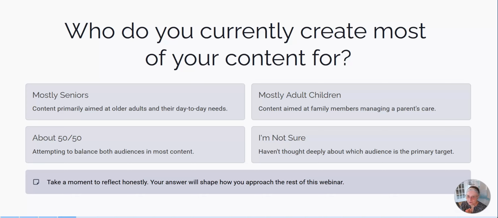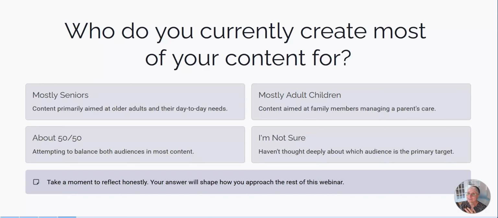and that's how you get found online, at least. Okay, so think about how you currently create most of your content. And again, I don't care if it's written, videos, shorts, TikTok, whatever it is. Is it mostly seniors? Is it mostly adult children? Is it 50-50, which I hope it is, honestly? Or are you just not sure?